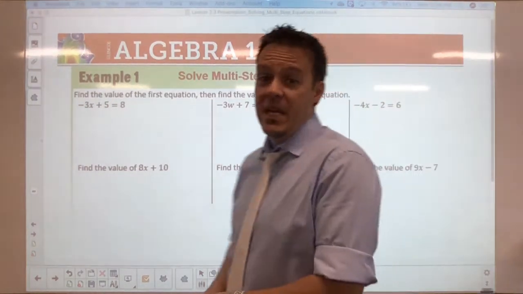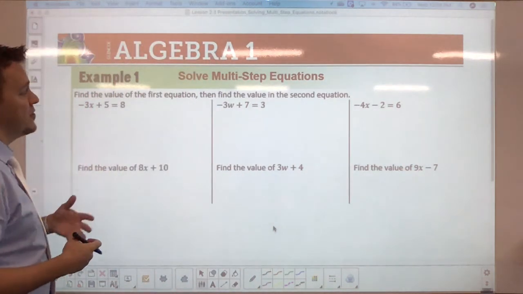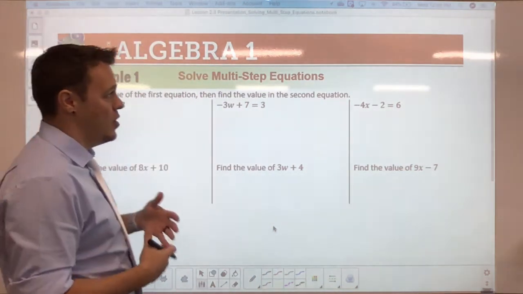All right, welcome everybody. Beginning of page 2 of lesson 2.3. All right, so let's get going here. Find the value of the first equation and then find the value of the second.